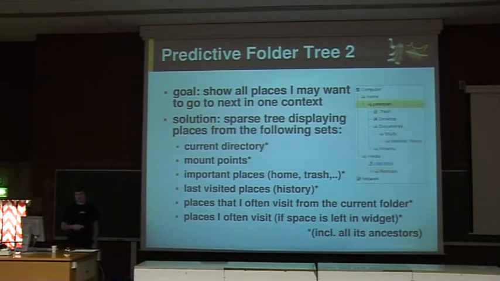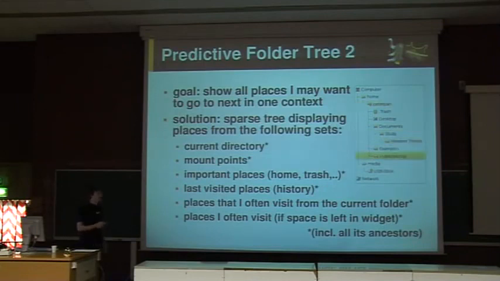And I did that with a sparse tree, which displays places from these sets. So I have the current directory, which is always shown with its parent directories. Then mount points, which are important. Then other important places like home, trash, desktop, which you always want to see. Then the tree is enriched with last visited places, so the history, and with places that I often visit from the current folder.